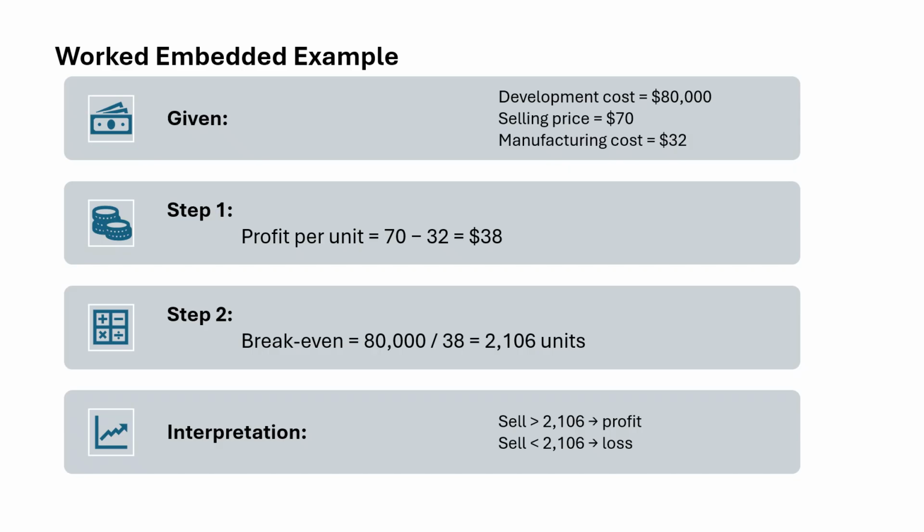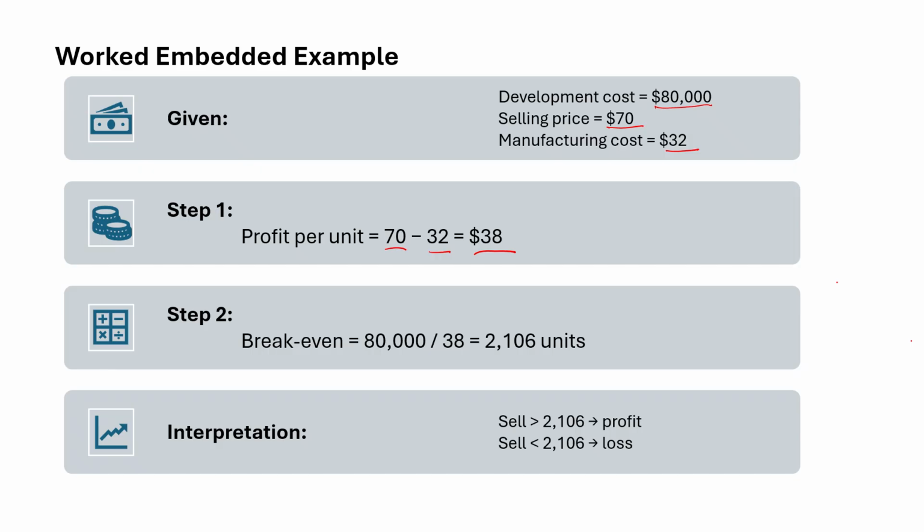Let us apply this to a realistic embedded product. Suppose the development cost is $80,000, as we see here, and the selling price is $70 and the manufacturing cost per unit is $32. So first we need to calculate the profit per unit, that is 70 minus 32, that is $38. The next step is to divide 80,000 by 38, that gives you the break-even.